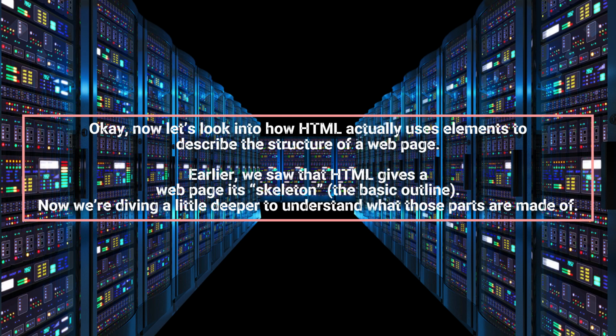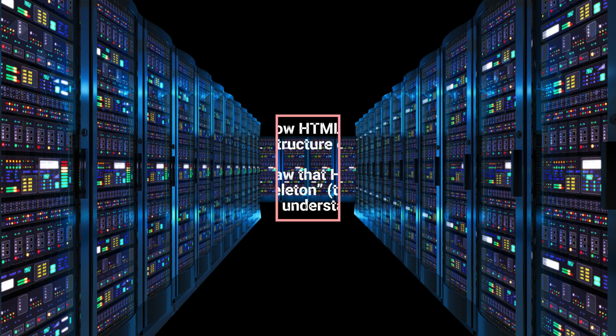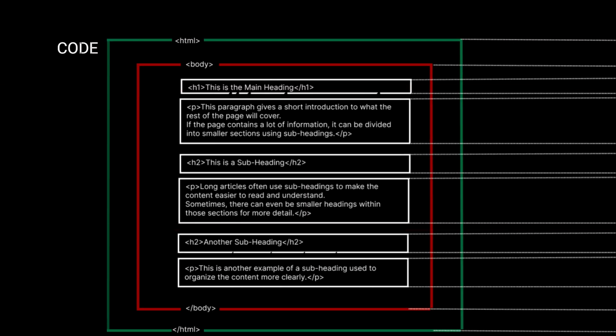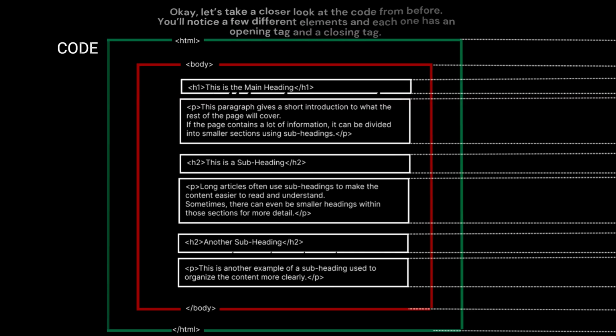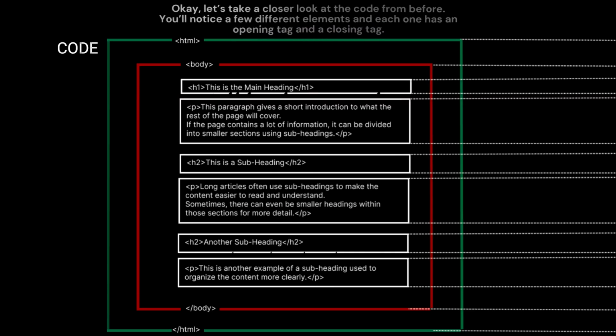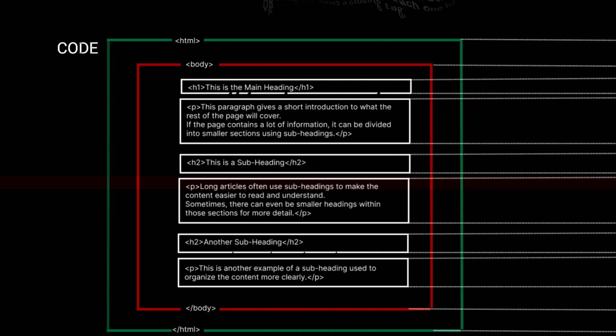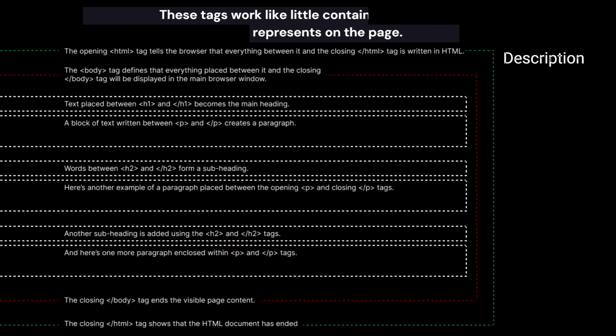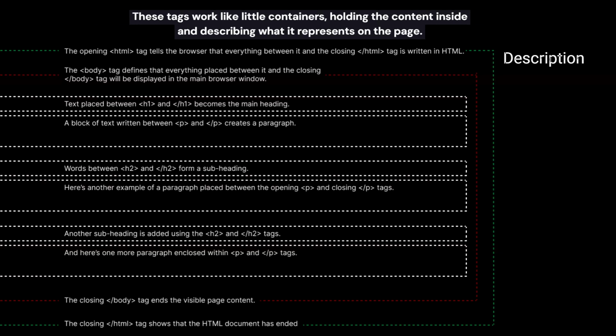Earlier, we saw that HTML gives a web page its skeleton, the basic outline. Now we're diving a little deeper to understand what those parts are made of. Okay, let's take a closer look at the code from before. You'll notice a few different elements and each one has an opening tag and a closing tag. These tags work like little containers, holding the content inside and describing what it represents on the page.